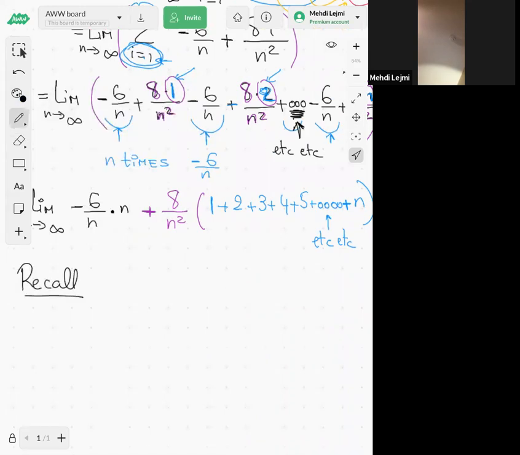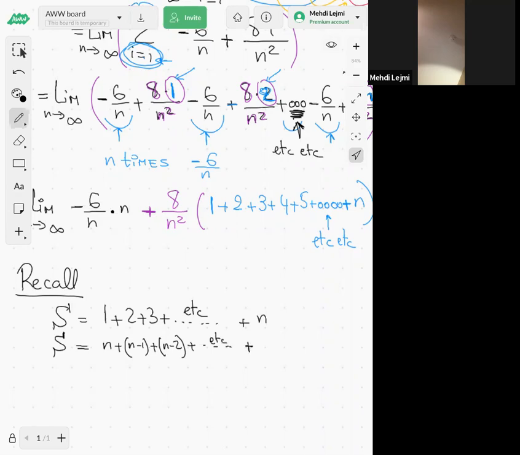So let's say you have a sum that goes from 1 plus 2 plus 3 plus 4 plus 5 plus 6, et cetera, plus n. I'm going to write the sum again, but backwards. So I'm going to start with n, and before n we have n minus 1, before n minus 1 you have n minus 2, and then et cetera. And it's backwards, so the last number here would be 1, right?